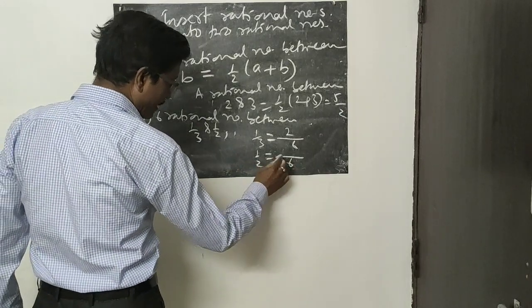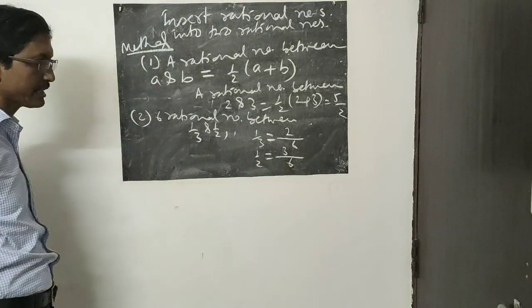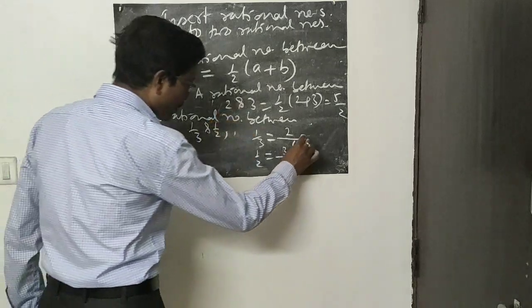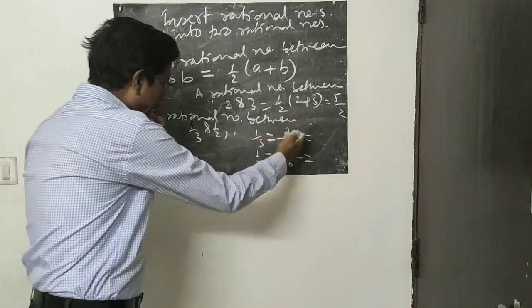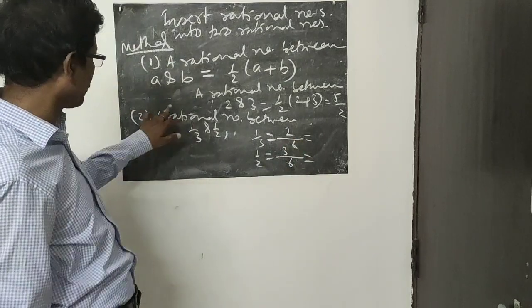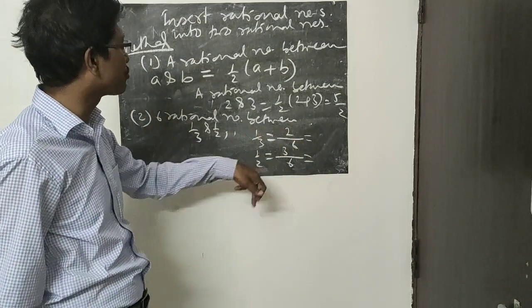3 is multiplied by 3, so the numerator also will be multiplied by 3. So like this one, 2 by 6, 3 by 6. Now, till it is not having that much gap, you need 6 rational numbers, that is not having.